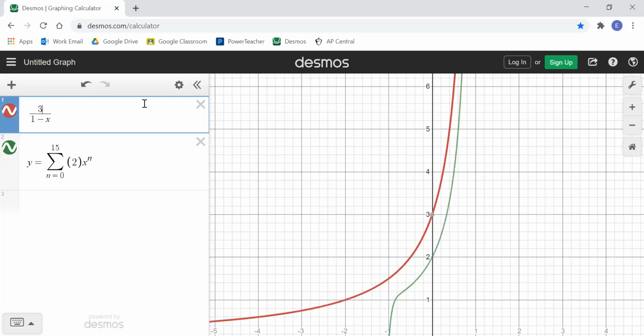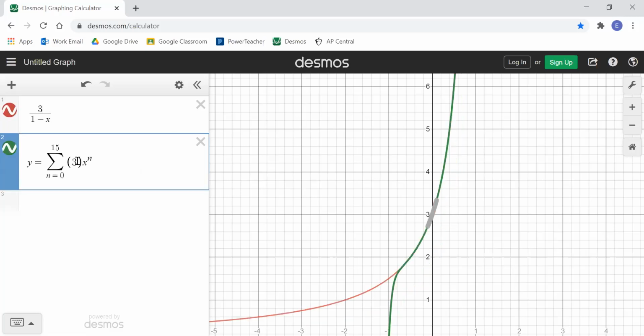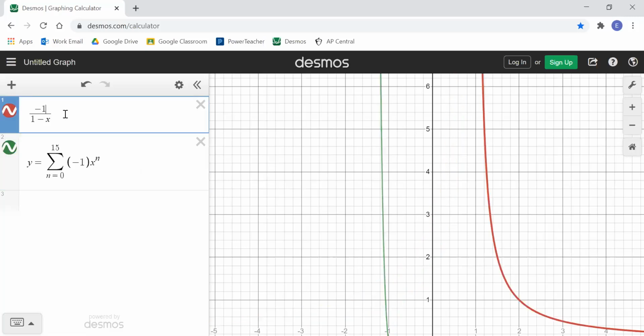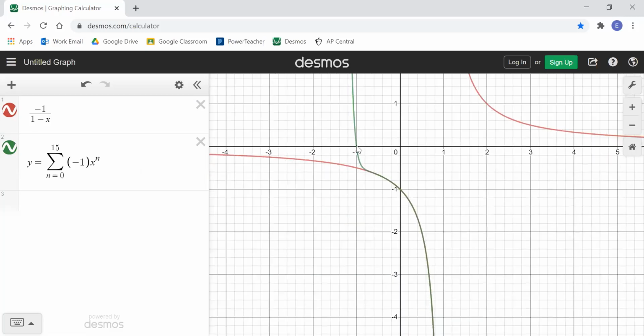And do the same thing with a 3 if I want to, right? Now it's up at 3. If I wanted to, I could make it a -1. And we'd see that same thing, -1 to 1, it's going to overlap it. Everybody good there? So centered at 0 just means that the middle of the interval of convergence is 0, Nick. That's all that means.